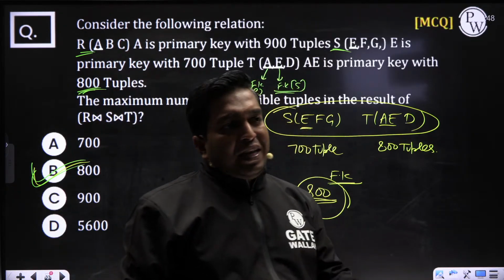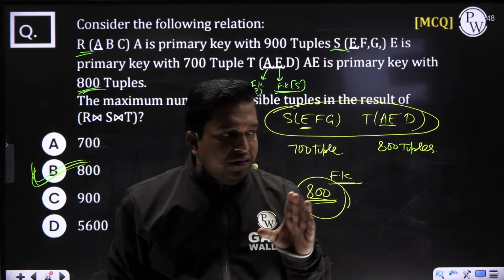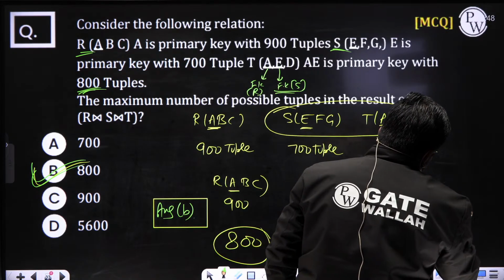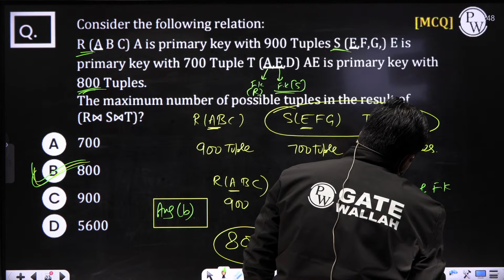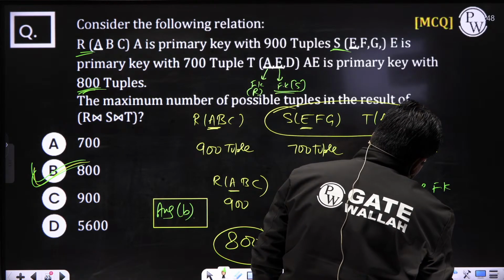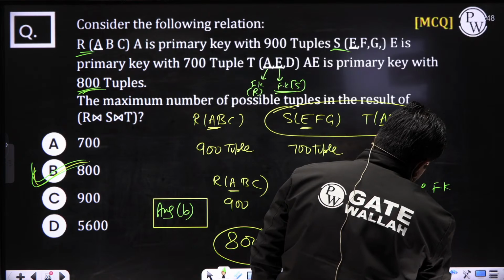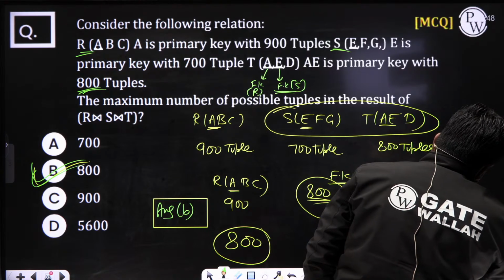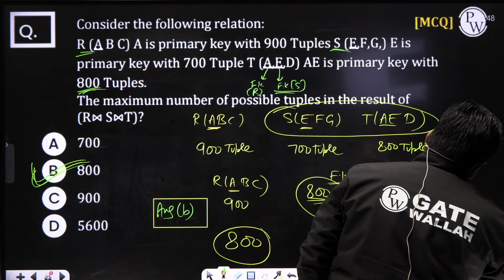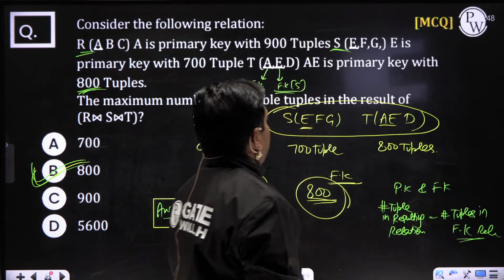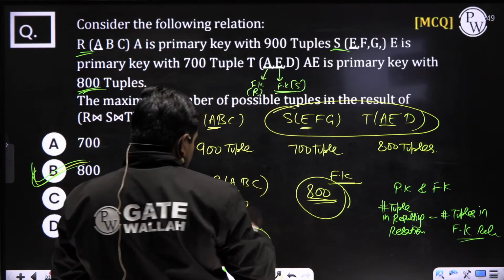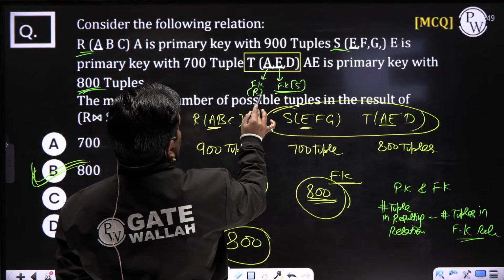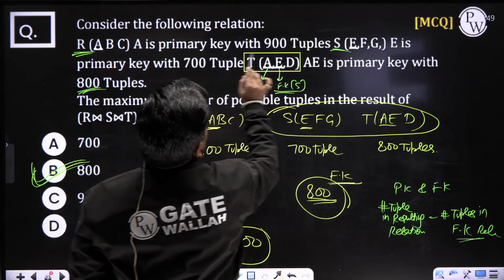Clear? Anjali Sau, again I am telling, whenever two tables are joined with respect to primary key and foreign key, then the number of tuples in the resulting relation is equal to the number of tuples in the foreign key relation. Are you getting my point? So here which table contains the foreign key? T. The T table contains the foreign key. You can see one foreign key references relation R and one references relation S.